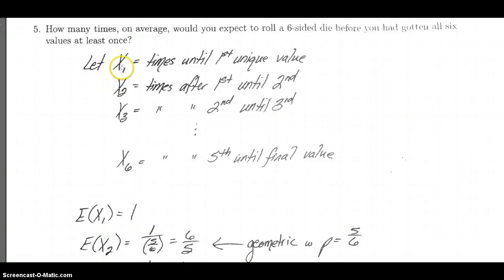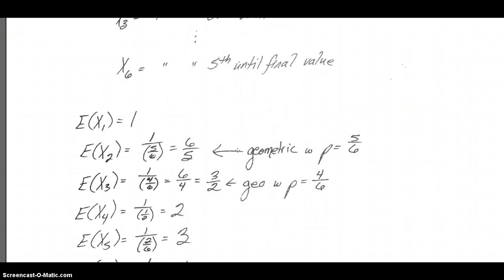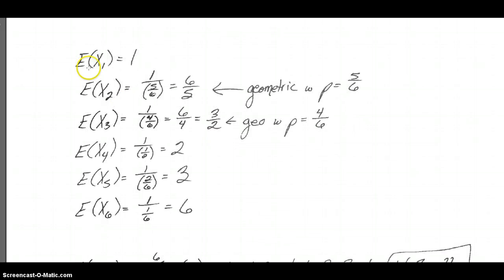So a neater way to do that, neater as in cleaner, is let x1 be the times you roll until you get the first unique value. In other words, a number that you haven't yet rolled before. And so on down to x6, where you get the last value that you haven't yet gotten. Okay, so how many times would we have to roll it before we get our first unique value? Well, this we can do even without thinking too much.